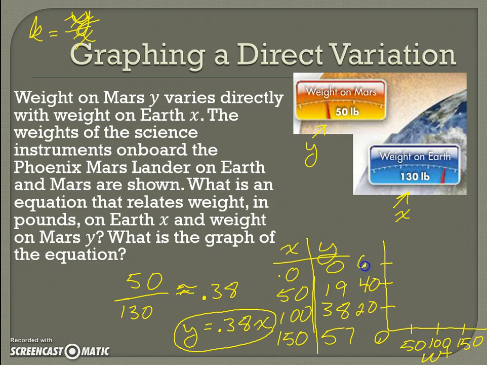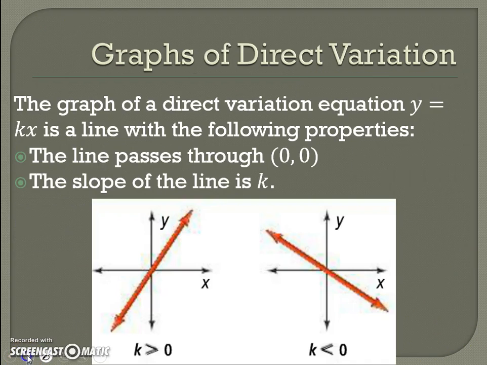Again, your graph may not look like this exactly, but in general it should be the same. So 0, 0 goes here. 50, 19 goes right here. 100, 38 would go somewhere in that ballpark. And then 150, 57 is going to be something like this. And so this relates the weight, and it would graph like that. Now, one thing I want to point out here is that direct variation always goes through the origin. We're going to look at that in more detail in just a second, but if it doesn't go through the origin, it is not direct variation.